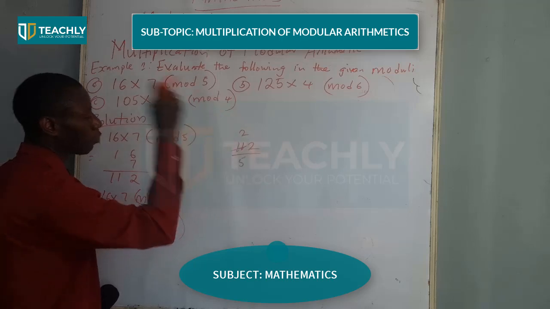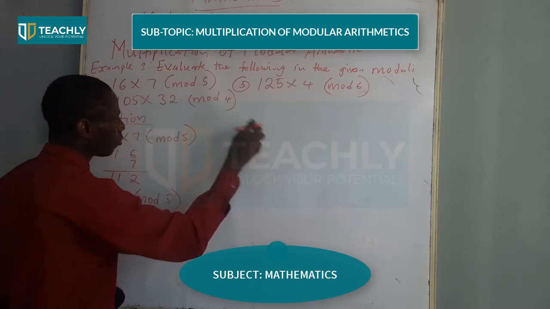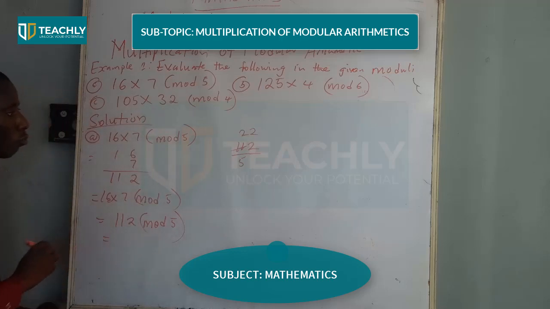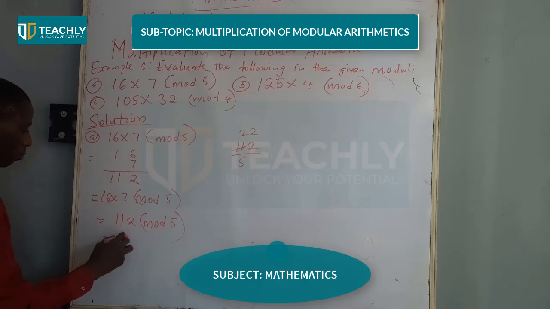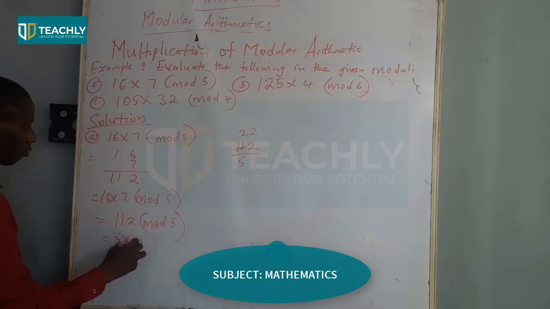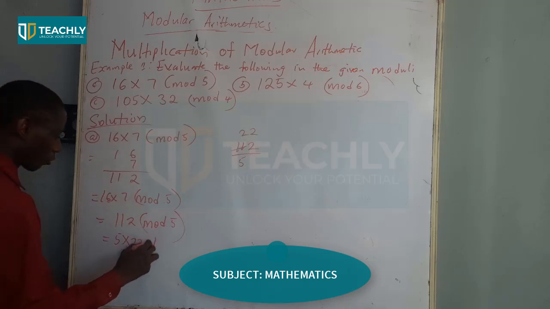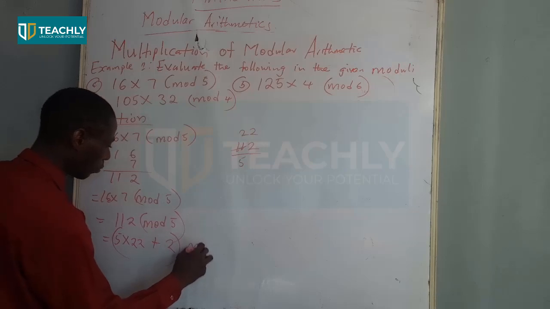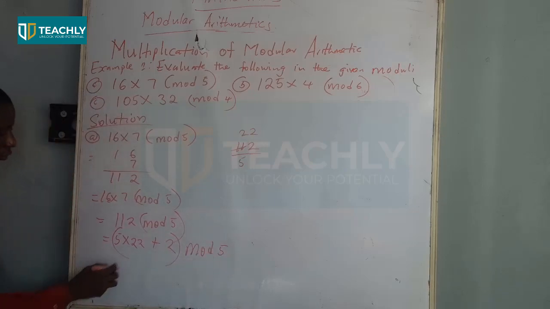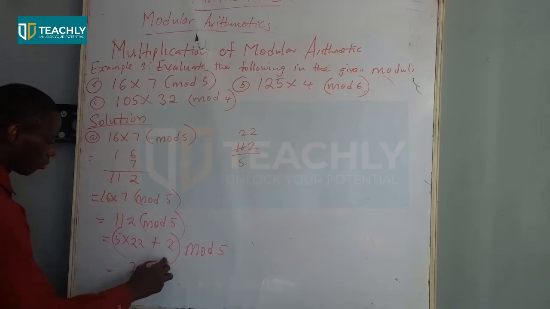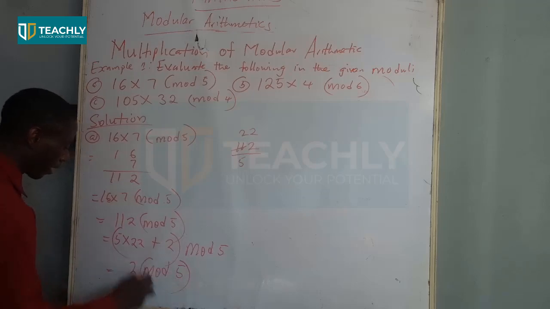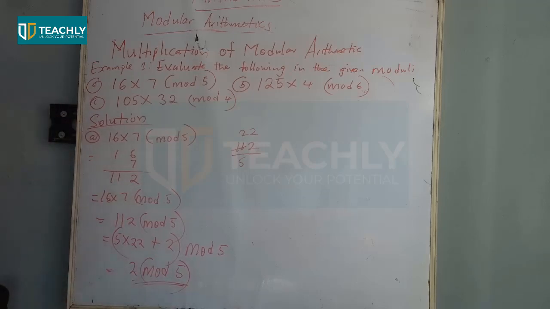How many 5 do you find in 12? You are going to get 2. So that means you can express our 112 as 5 multiplied by 22 plus 2. So in modulo 5, when we do this, our remainder here is 2. So our final answer will be 2 modulo 5. So here we always write our remainder as the final answer.